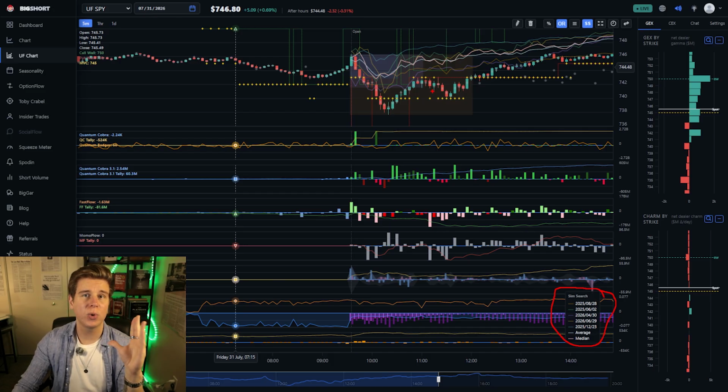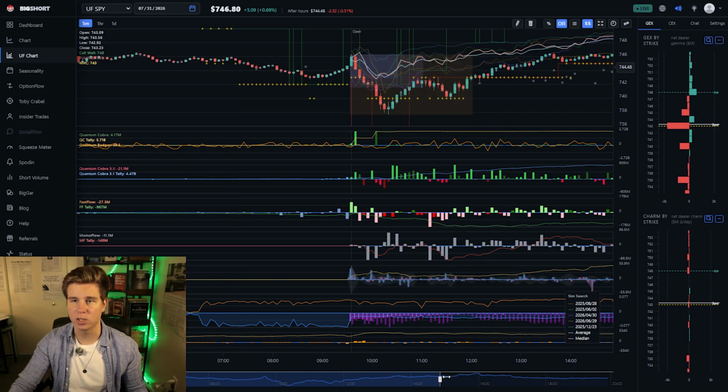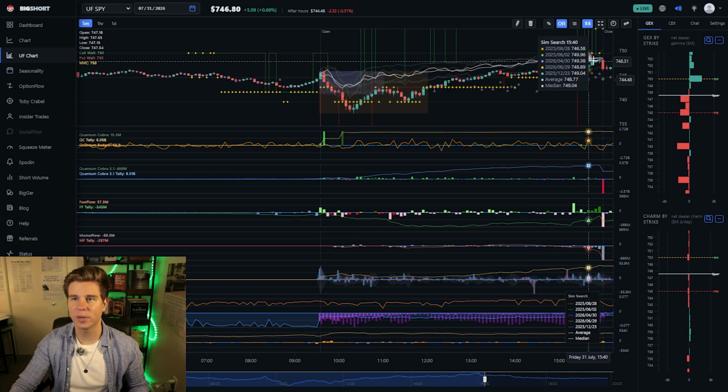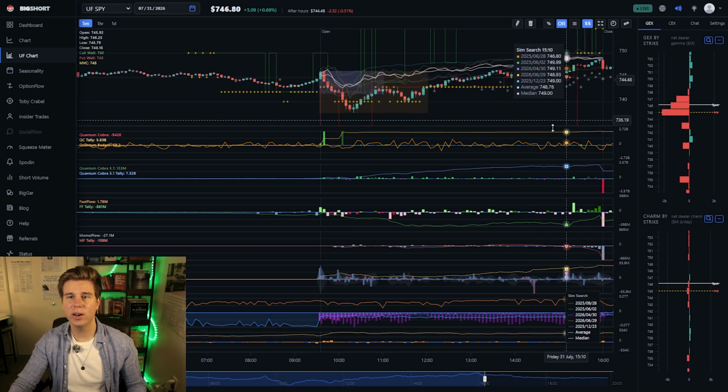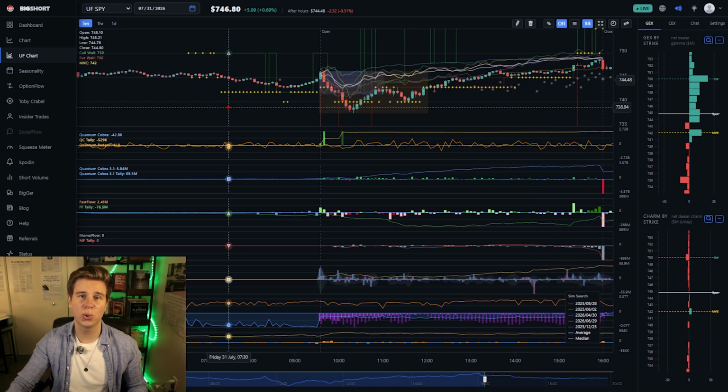But the way we usually use it, it's not super high on the list of indicators, but it's something you should be aware of, is not looking for price prediction. So for example, here, it kind of worked out because this is the very end of the day. But generally what you want to look at is you want to look at time.